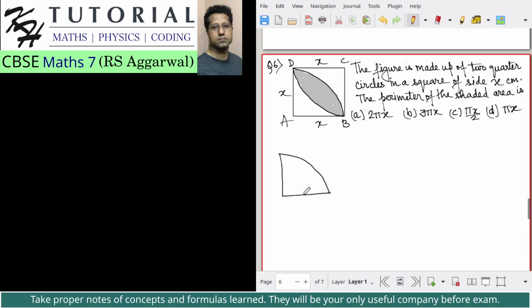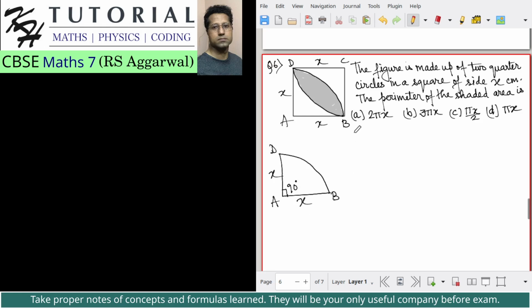where we see that this quarter circle, or the quadrant, a quarter of a circle is also known as quadrant. We see that the radius is equal to x, that is the length of the square, x, and obviously this is 90 degree. So let's say this sector is ADB.